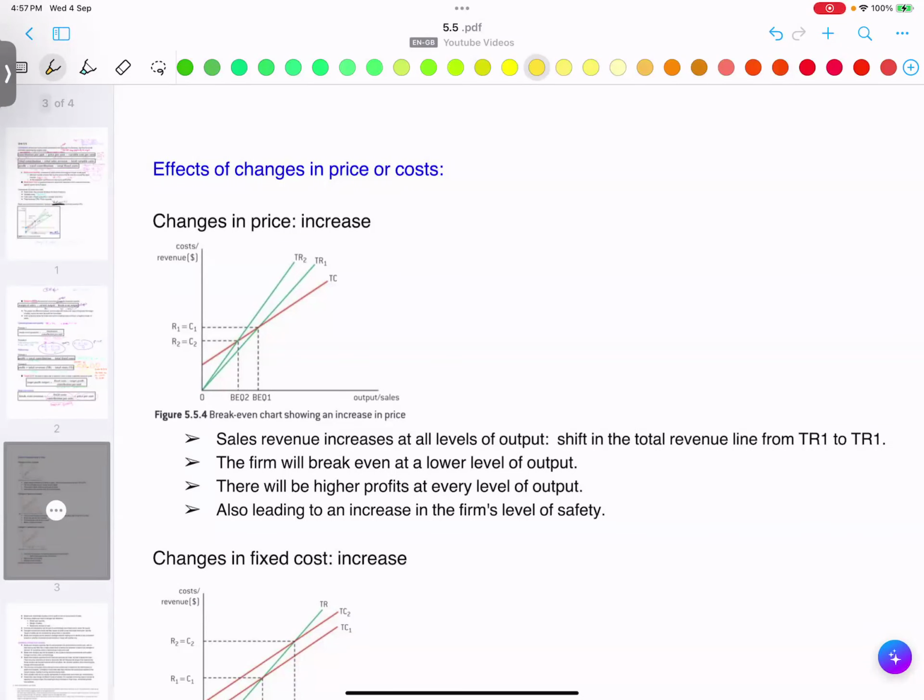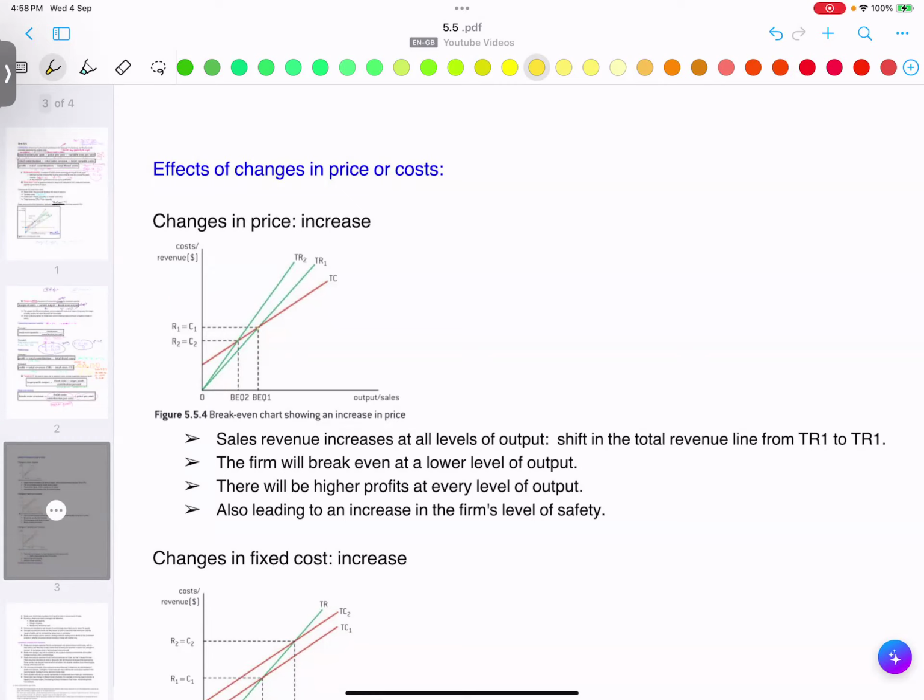So you have changes in price, so an increase in price. Basically, when sales revenue increases at all levels of output, there's going to be a shift in the revenue line from TR1 to TR2. So total revenue will increase, right? So the break-even output will decrease. Basically the profit will become 0 at a smaller unit, right?